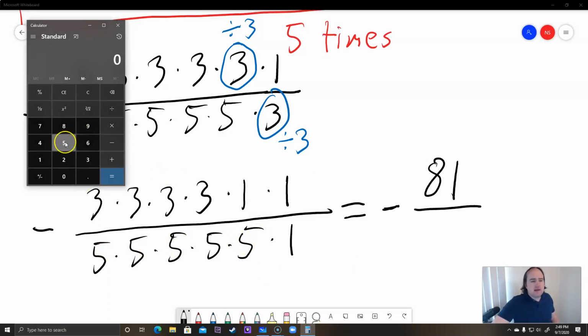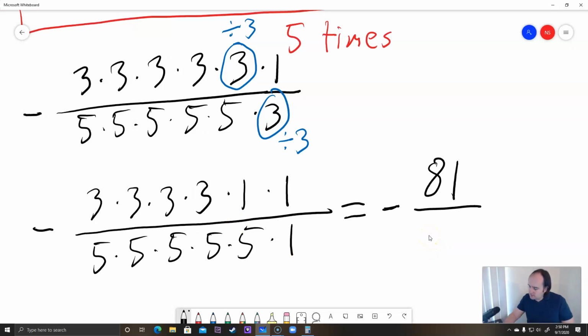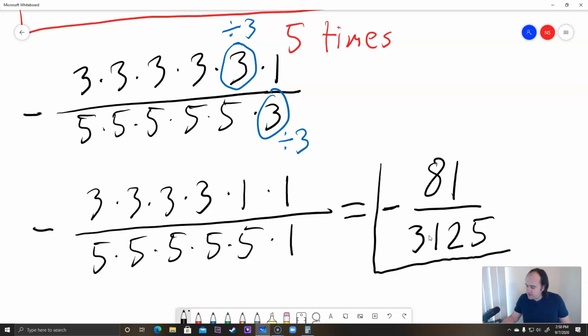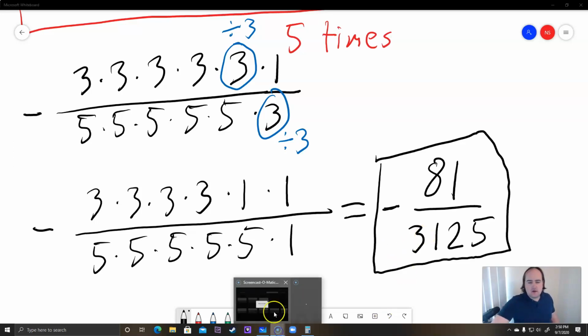So in the denominator, we have 5 times 5 times 5 times 5 times 5. So notice there's a total of 1, 2, 3, 4, 5 5s. That actually gives us 3,125. So that's going to be our denominator. So we have negative 81 over 3,125. All right? And we already checked for common factors, so that's actually our answer. There's no common factors there. And that's about as hard as it gets on your homework for multiplying. Okay, so we should be good for there.